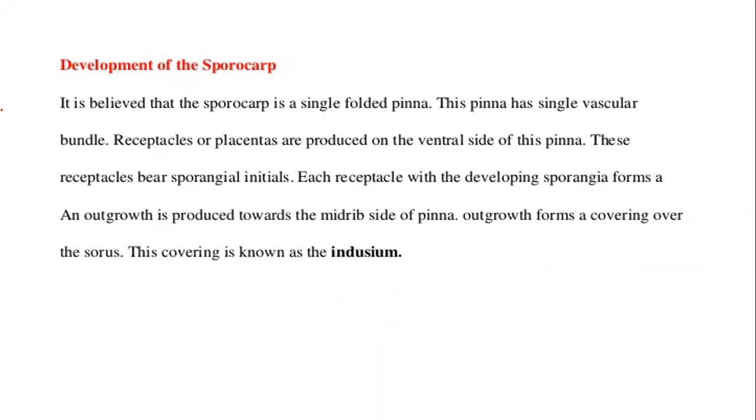Now, the development of the sporocarp: how is this sporocarp going to be developed? It is believed that the sporocarp is a single folded pinna. That means it is a leaf-like structure in the beginning. They imagined that this pinna has a single vascular bundle, and it is going to have the receptacles or the placentas.